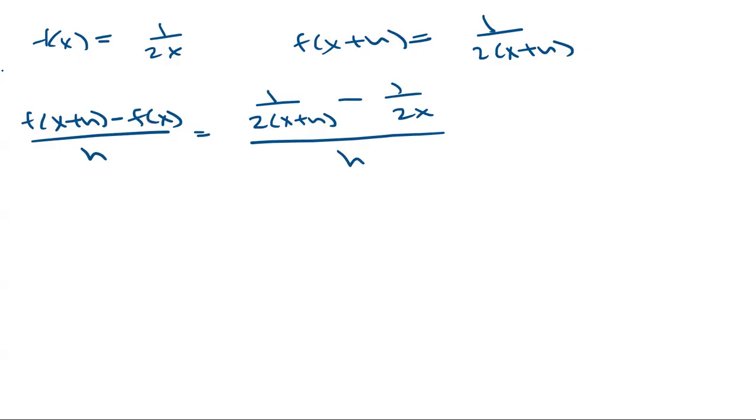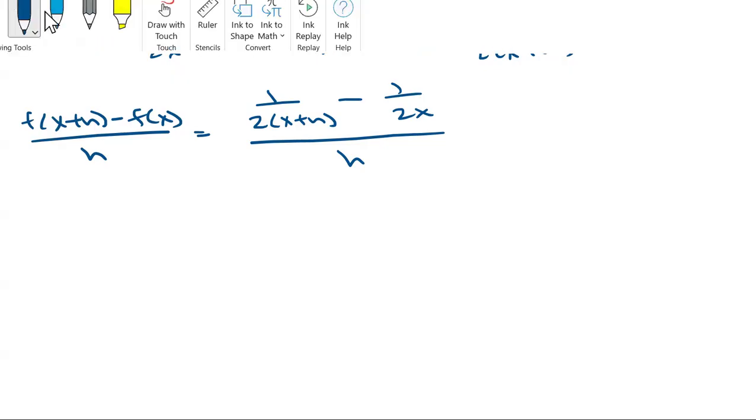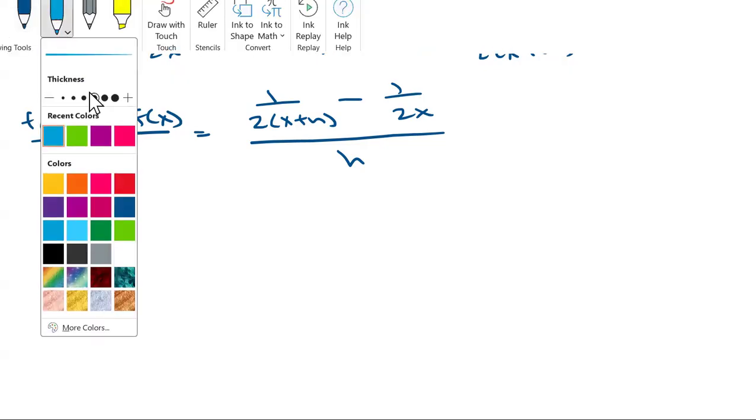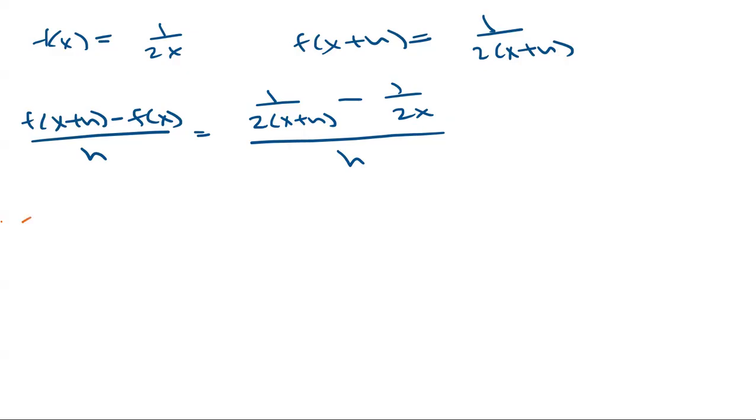Okay. Now, what I like to do in these types of problems is solve them by parts to organize my information. So I'm going to focus on the numerator here first. I'm going to write my scratch work on the side. So I have 1 over 2 times x plus h minus 1 over 2x. Okay?